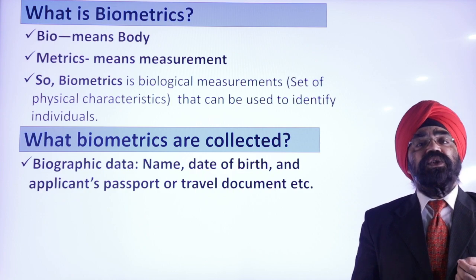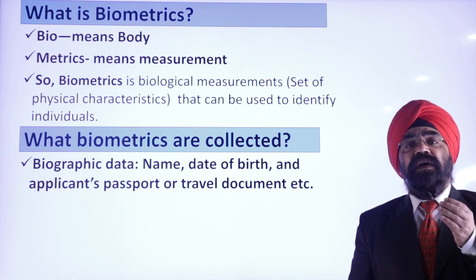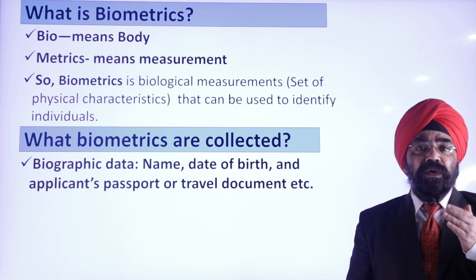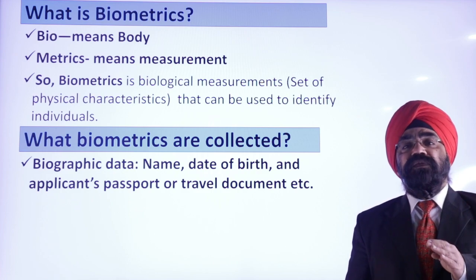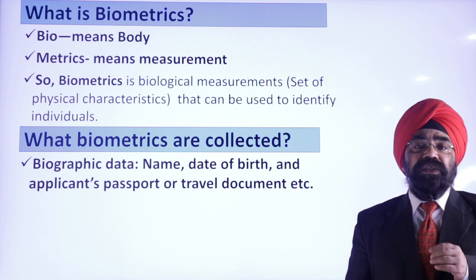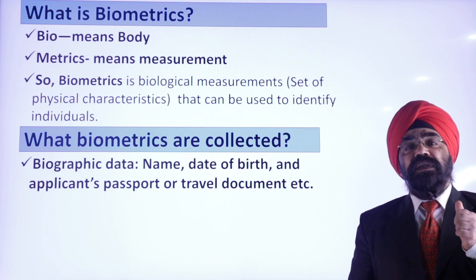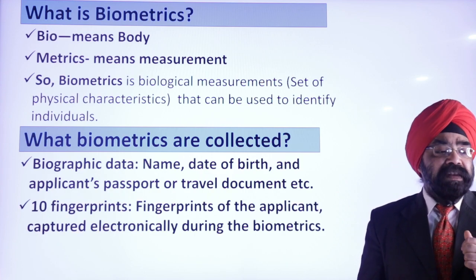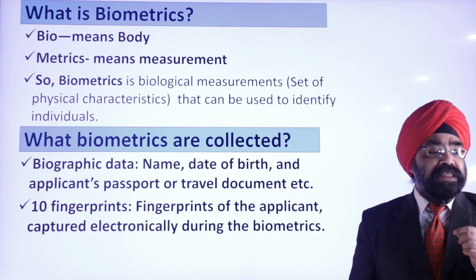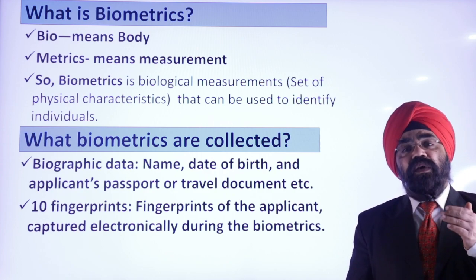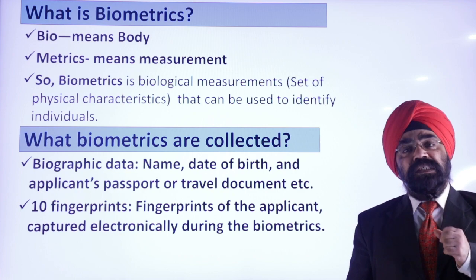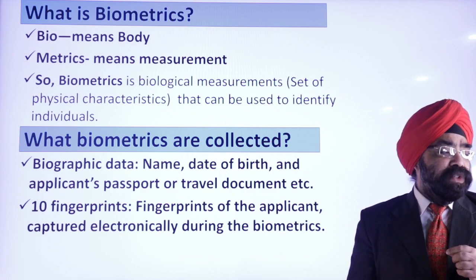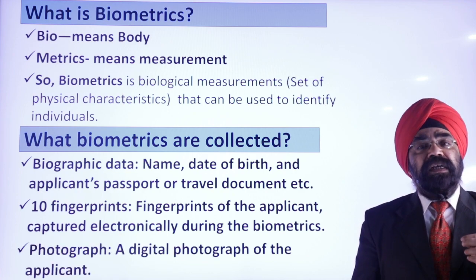The second is the 10 fingerprints, which means 4 fingers of the left hand, 4 fingers of the right hand and both thumb impressions. In addition to the 10 fingerprints, a digital photograph and a scan of your photo is taken of the applicant. So these are the three things which are collected in biometrics.